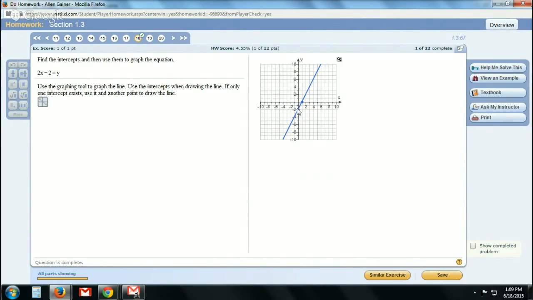The finding of the two intercepts, you just put 0 in for x to find the y-intercept, 0 in for y to get the x-intercept, but it was easier to draw this particular picture by slope-intercept form.